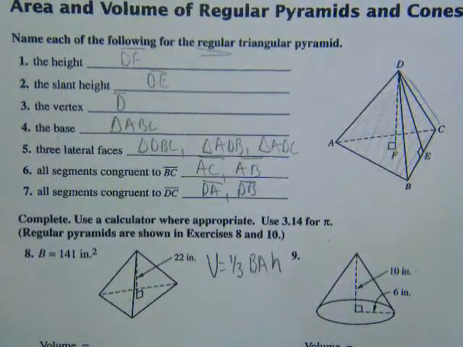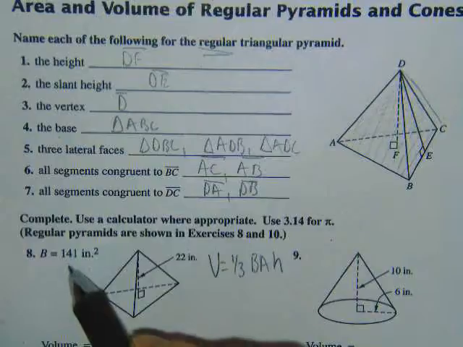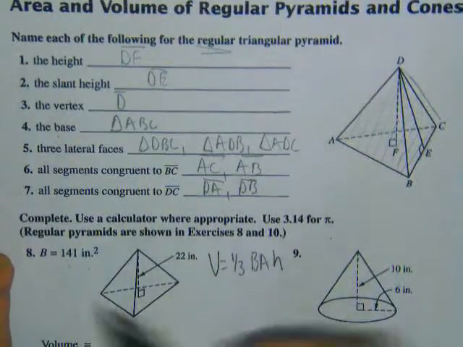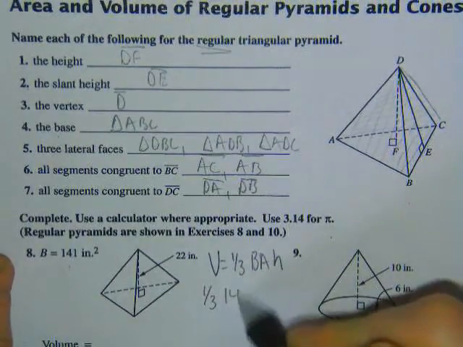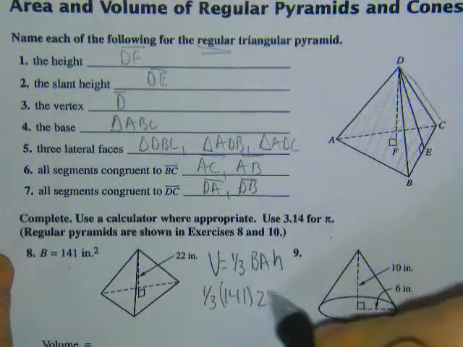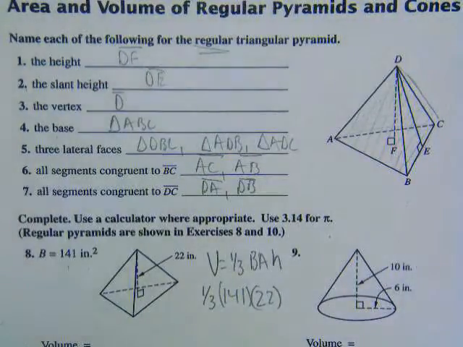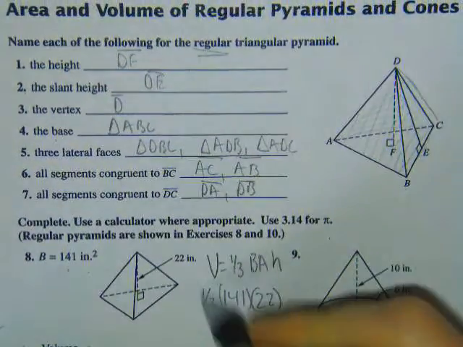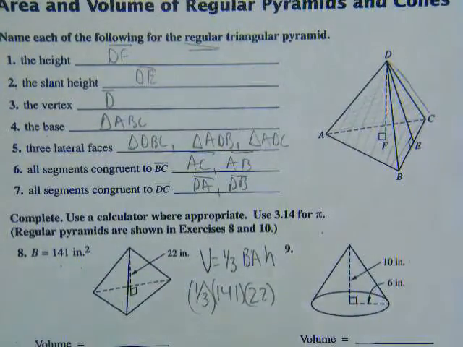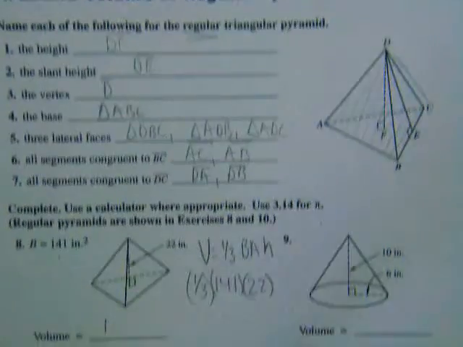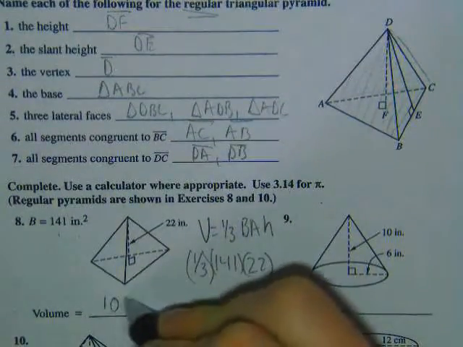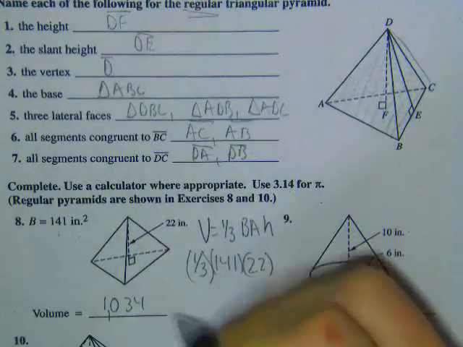So volume, it gives us the base area here in 8. So I'm just going to plug in 1/3 of 141 times the height, which is 22. I just punch that in my machine. Okay, 141 times 22 divided by 3. Inches cubed.